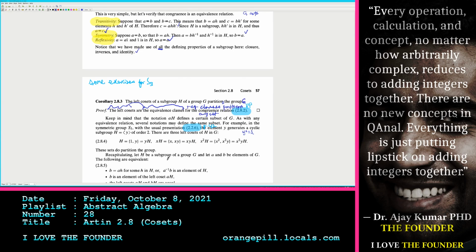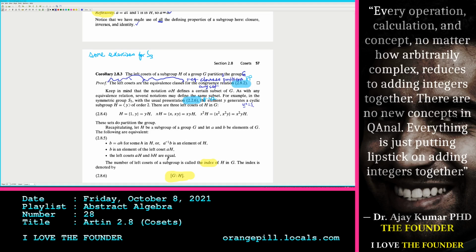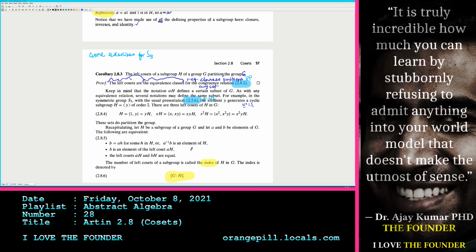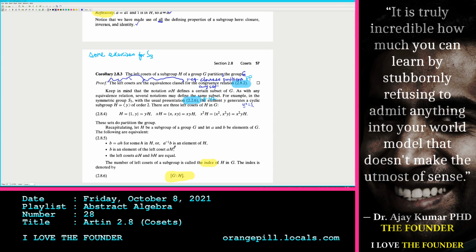Recapitulating. Let H be a subgroup of a group G and let a and b be elements of G. The following are equivalent. b is ah for some h in H, or a inverse b is an element of H. Yes, those are equivalent. b is an element of the left coset aH. Yes, these two are equivalent, obviously. The left cosets aH and bH are equal. Yes, I can see how these are equivalent.